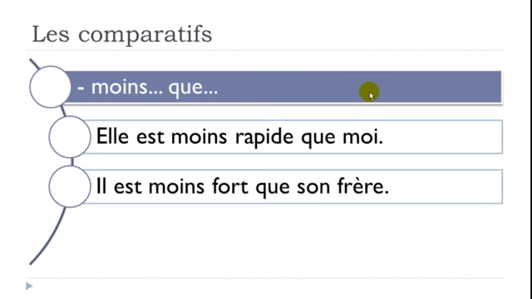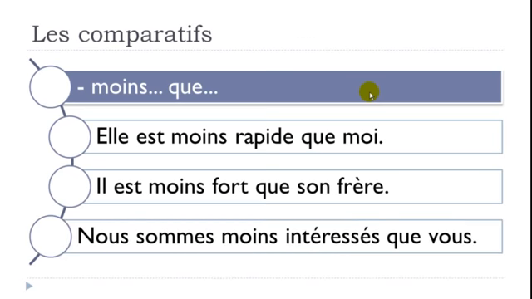Il est moins fort que son frère. Nous sommes moins intéressés que vous. Okay, one more time. Elle est moins rapide que moi. Il est moins fort que son frère. Nous sommes moins intéressés que vous.